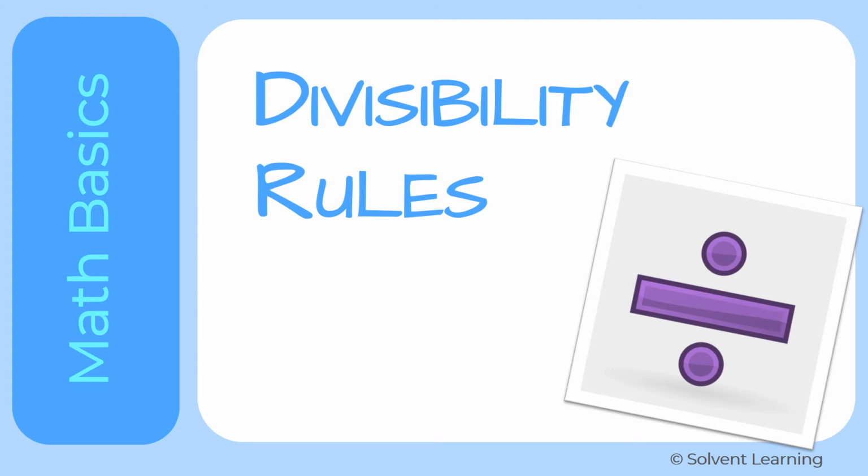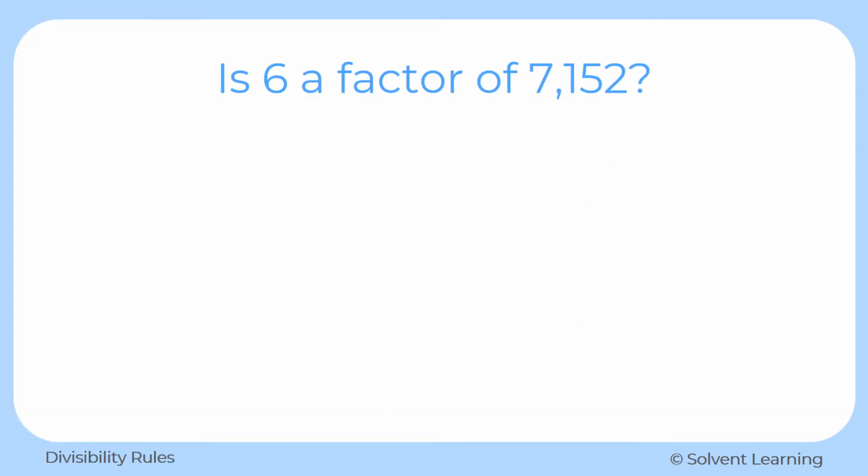Next, we're going to look at divisibility rules, which are really just little tricks that help us figure out if one number is divisible by another. Let's take a look at this question. Is 6 a factor of 7,152? This is another way of saying, is 7,152 divisible by 6? Well, there's different ways we can figure this out.